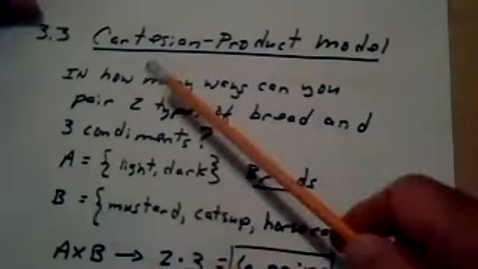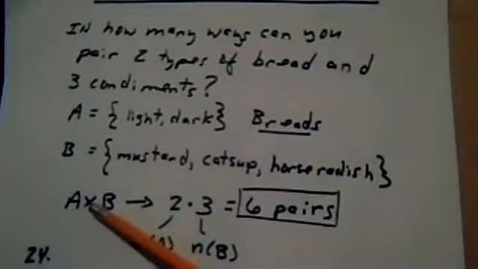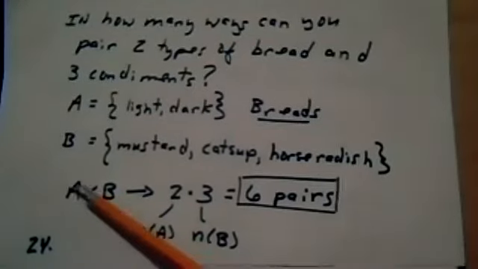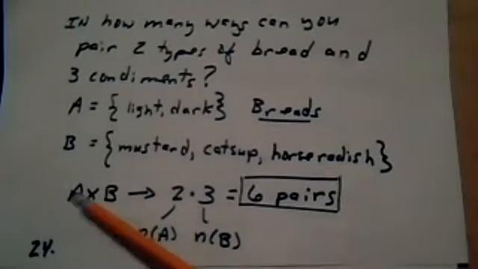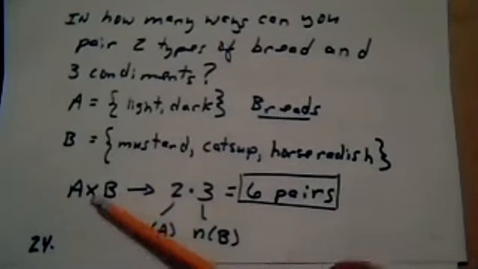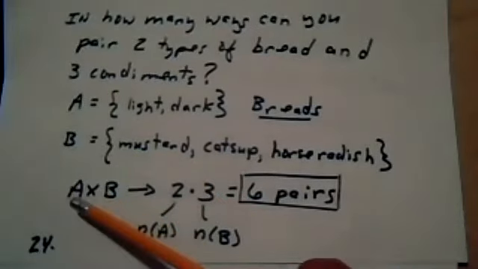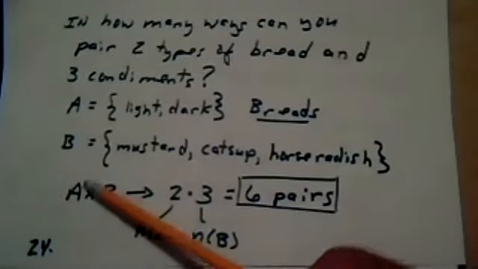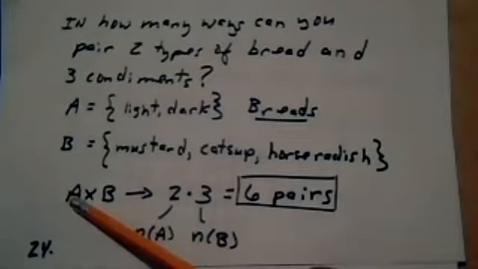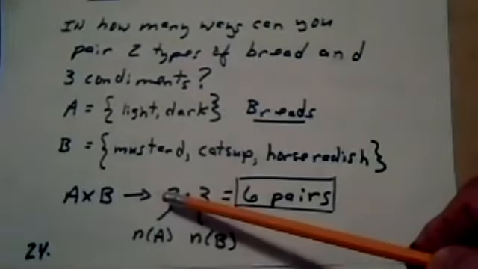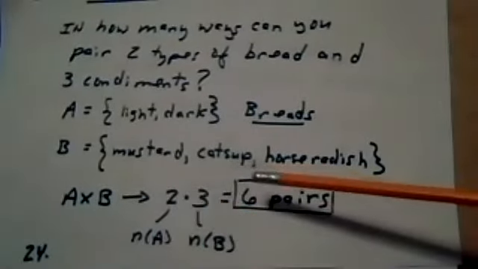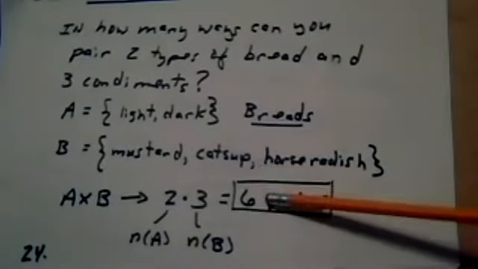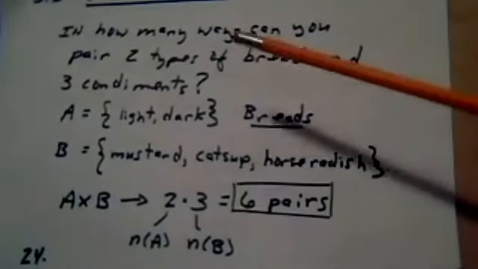So Cartesian product has this symbol. It's not a times. We say A cross B, or you could say the Cartesian product. So it says pair up set A with set B. We're going to pair up these 2 groups where set A comes first. So here it is, 2 times 3. You could end up with 6 different pairs of bread with a condiment.